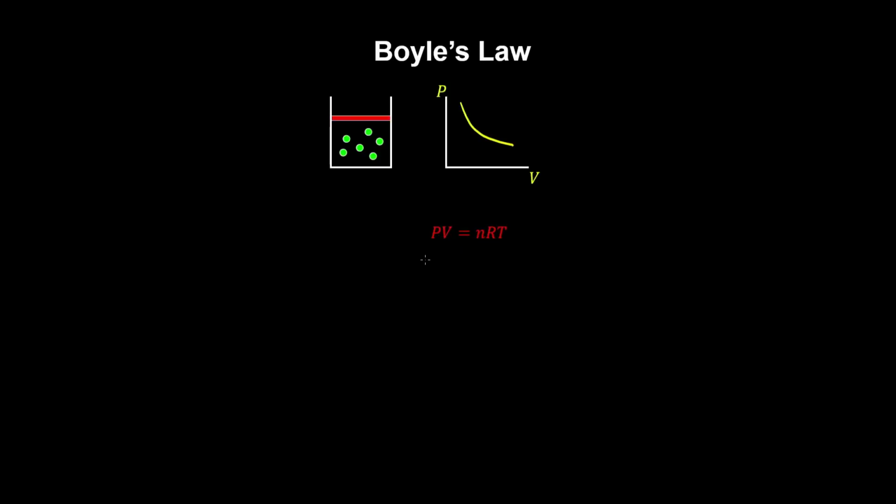Boyle's law is also derived from the ideal gas law for the special case where the temperature is constant and the number of moles of gas is also constant. So therefore the pressure times the volume of the gas is constant, and the pressure is inversely proportional to the volume. So graphically this is a hyperbola and we call this an isotherm.